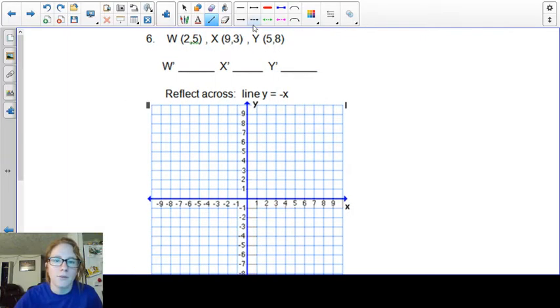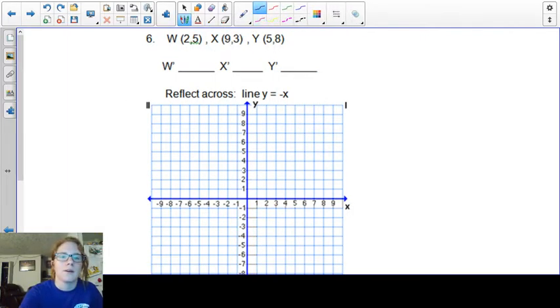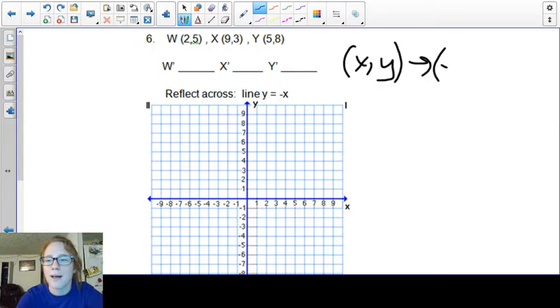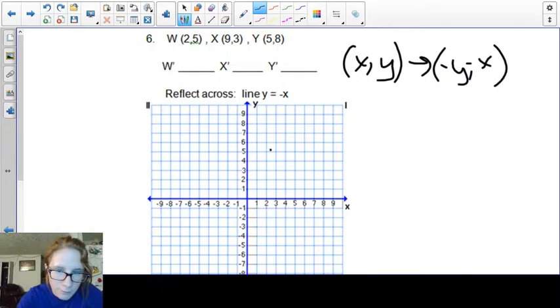All right, now we're going to do the opposite. We're going to do the line y is equal to negative x. And when we do that one, my x and y flip spots and become the opposite sign. So let's do my original points. I have 2, 5. 9, 3. And 5, 8.